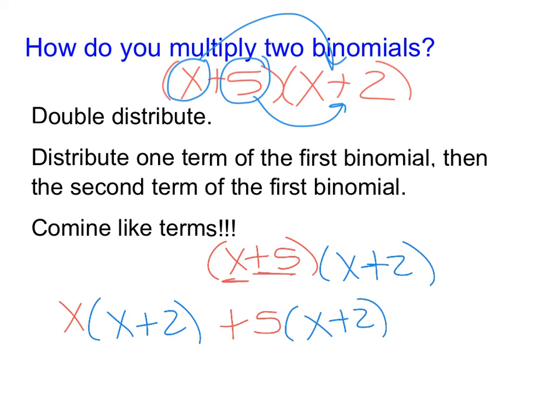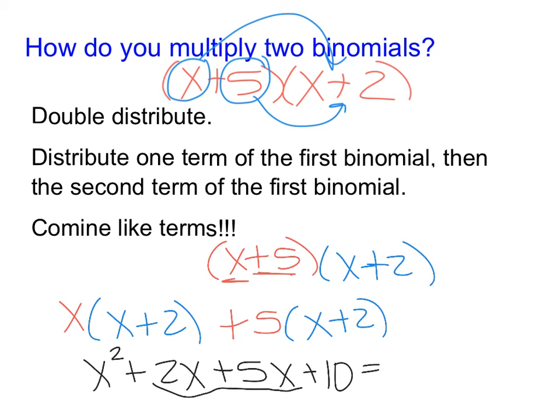And then I distribute. X times x is x squared. X times 2 is 2x. 5 times x is 5x. 5 times 2 is 10. And then we combine the middle two. So we get x squared plus 7x plus 10.